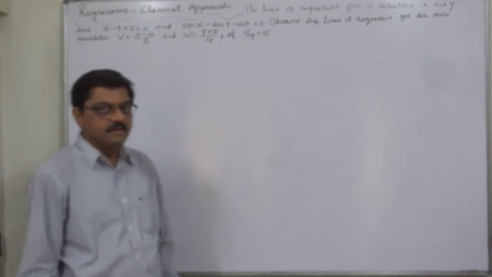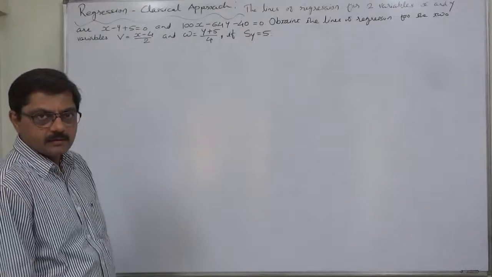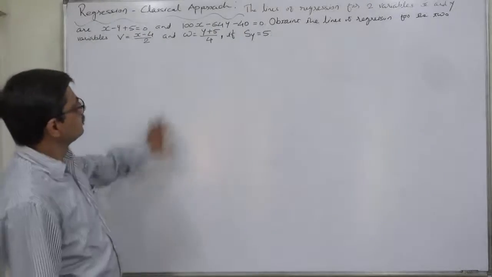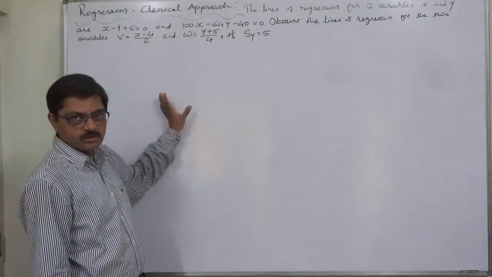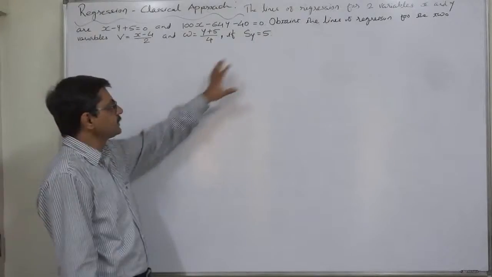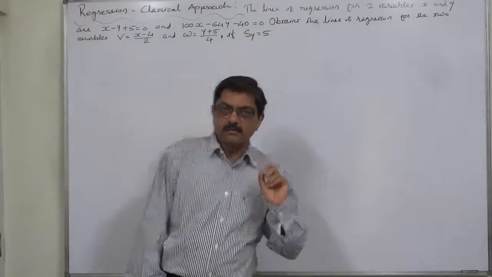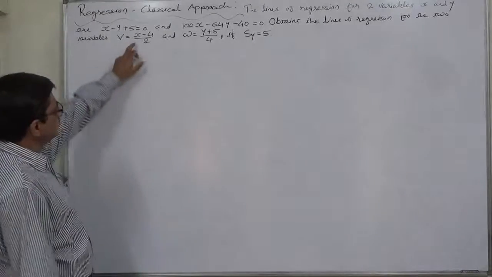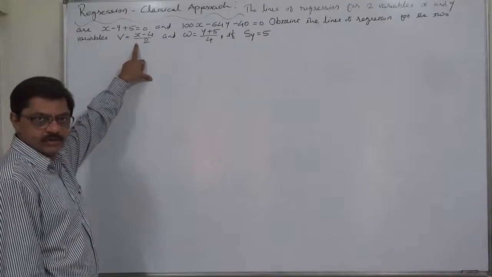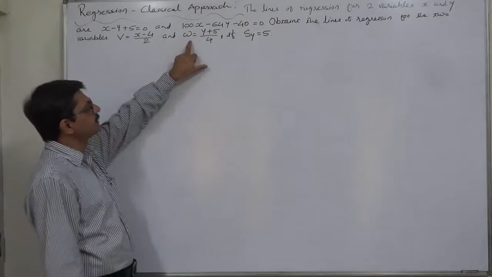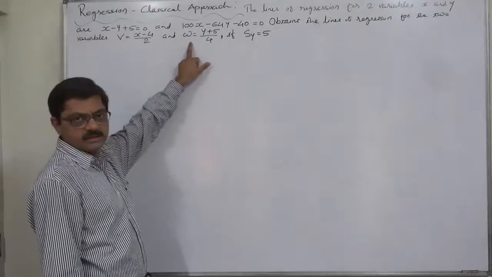In this case, the information about x and y available is only two lines of regression, or the equations of the lines of regression, and the value of Sy equals 5. And v is the result of change in origin and scale in case of x, and similarly w is the result of change of origin and scale of y.